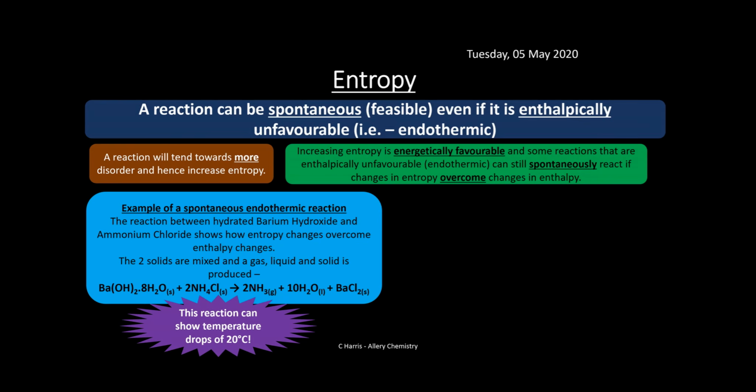Okay, so we've got barium hydroxide, hydrated barium hydroxide. So that's what the .8H2O means. That just means there are 8 water molecules attached to every barium hydroxide molecule. That's all that means, so don't worry about that. But it's a solid. That's the most important thing. Ammonium chloride's a solid as well. So we're going from two solids to a gas, a liquid, and a solid. Now, this reaction can show temperature drops of 20 degrees Celsius.